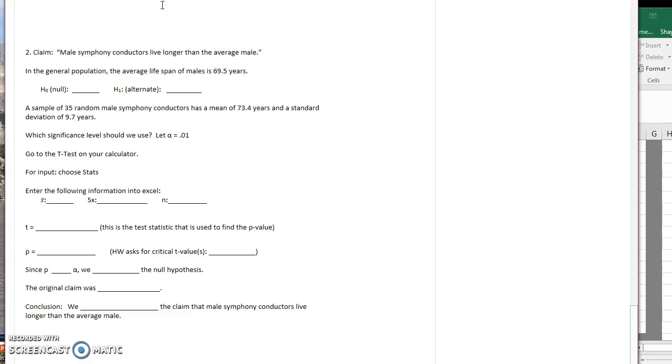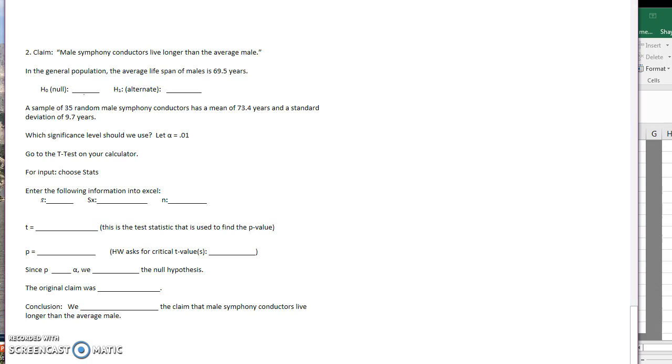All right, continuing working with hypothesis tests for means, this problem says male symphony conductors live longer than the average male. In general, the population for the average male spans 69.5 years. Let's set up our null and alternative hypothesis.